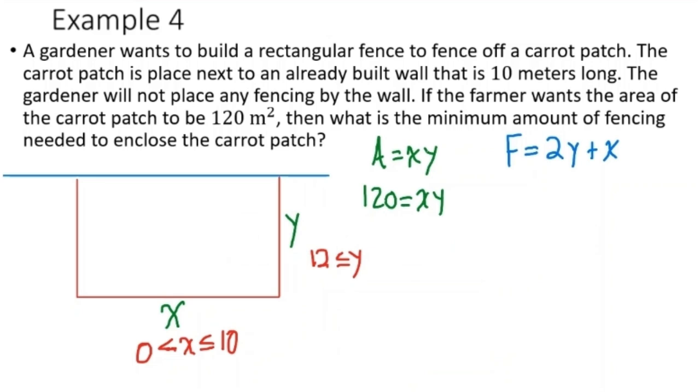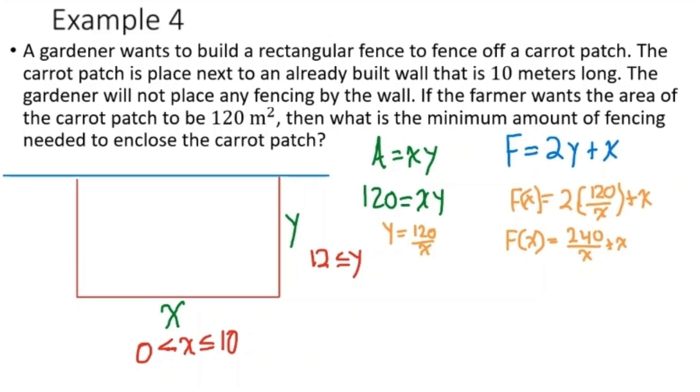Now we want to write our fencing equation as a function of a single variable. Since x has a bounded interval, let's write our function in terms of x. So in our area equation, we'll solve for y. When we divide by x, we get y equals 120 over x. Now we can plug that into our fence equation, and we get that f of x equals 2 times 120 over x plus x. Simplified, we get that f of x equals 240 over x plus x.